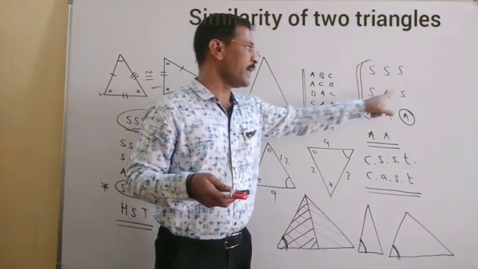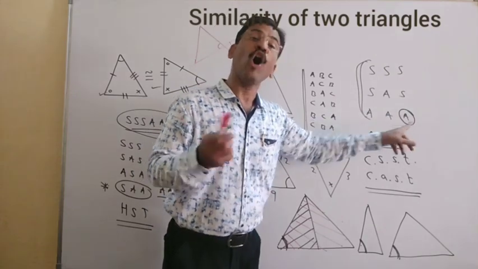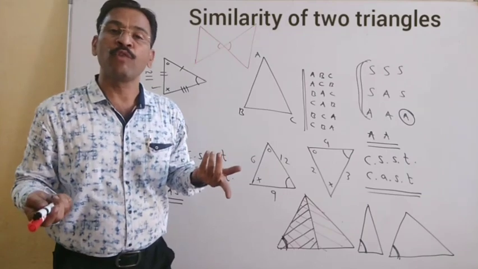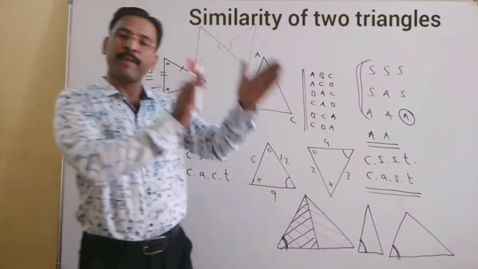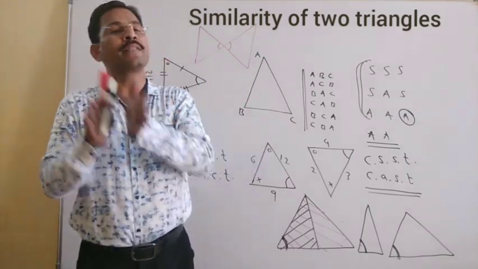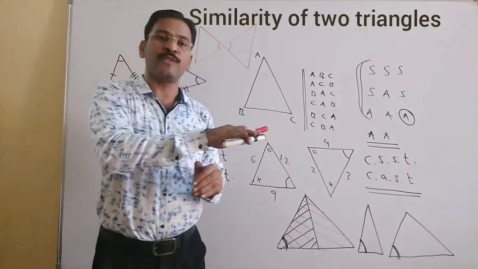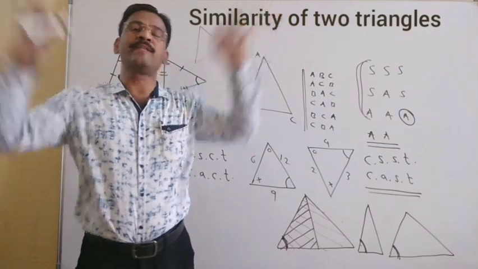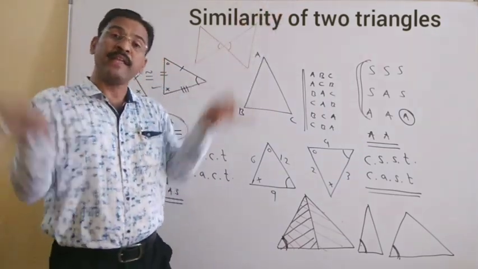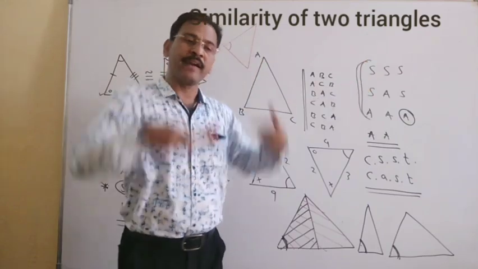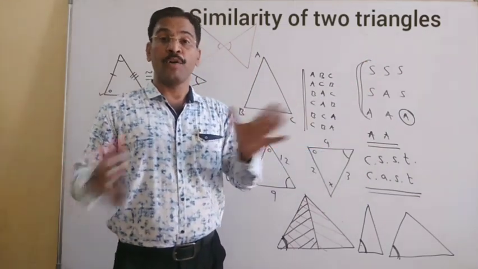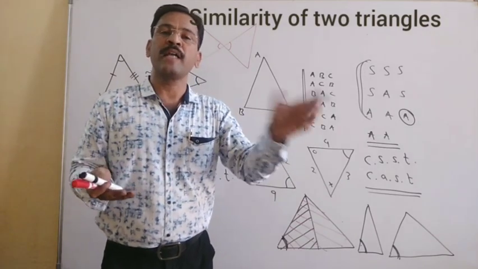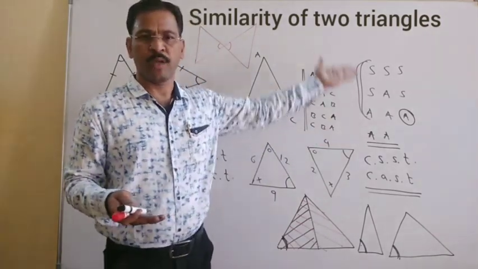SSS test, SAS test and AAA or AA test. Actually, to say the two triangles are similar, what do we need? Three corresponding sides are in proportion and three corresponding angles are congruent, and vice versa also. Okay? Sometimes they are given only this much, and we can write directly that the two triangles are similar. And when it is given that two triangles are similar, we can write all these 6 parts. But not always do we need these 6 parts to say the two triangles are similar. It is a sufficient condition. Okay?